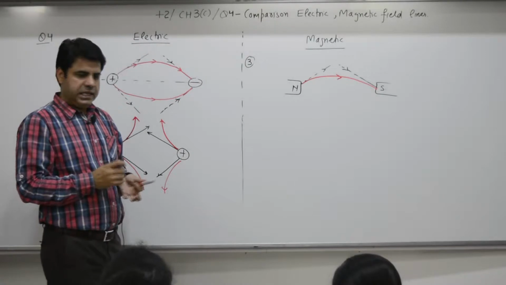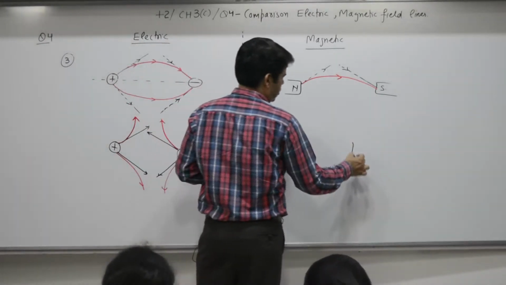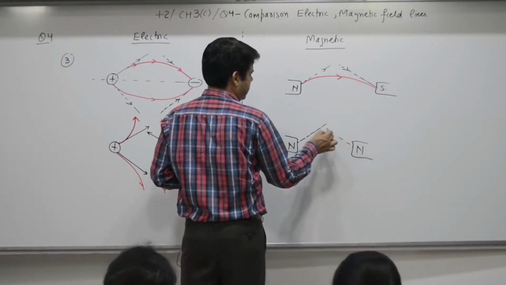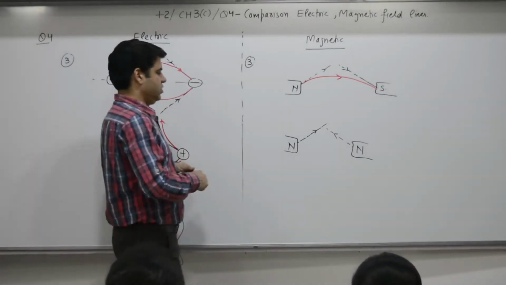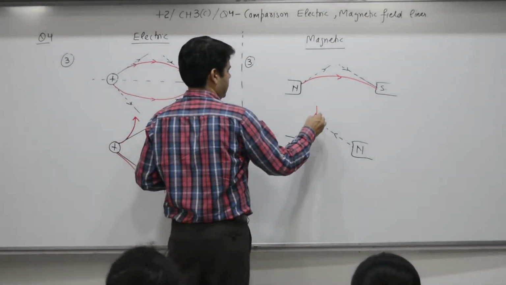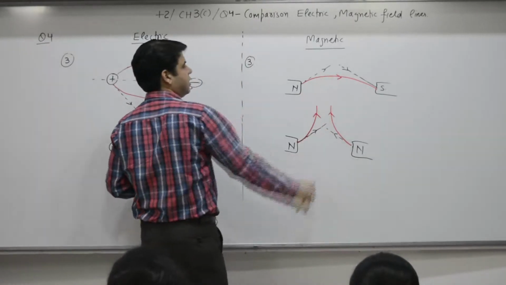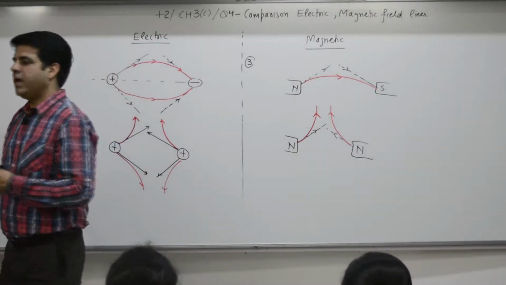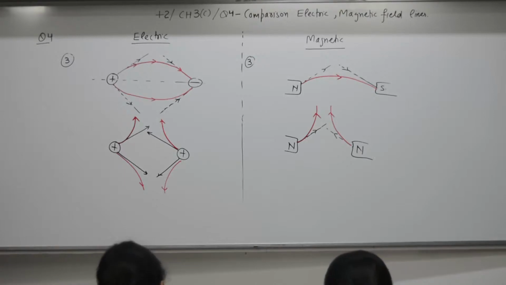Contract along the length. If there is one north, another north, one line out of this, another line out of this, will they cross each other? No. They will repel along this direction. So contract longitudinally and repel laterally. Time with you is 2 minutes to write question number 4.